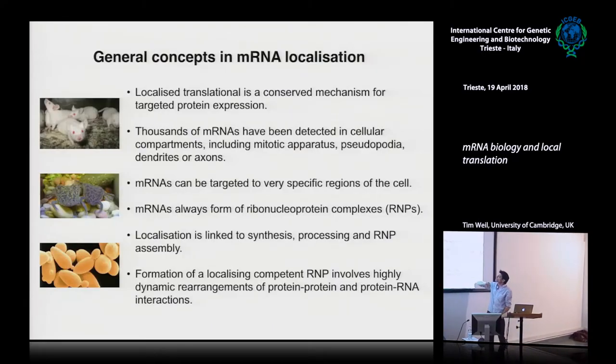They can get to very specific regions. They're always going to form what are called ribonucleoprotein complexes, or RNP complexes. We'll discuss those in a bit more length. That's because RNA is single-stranded, unstable. Right? It's going to form loops.